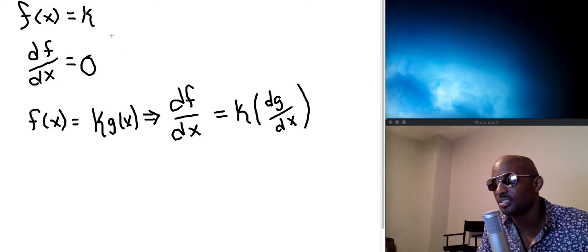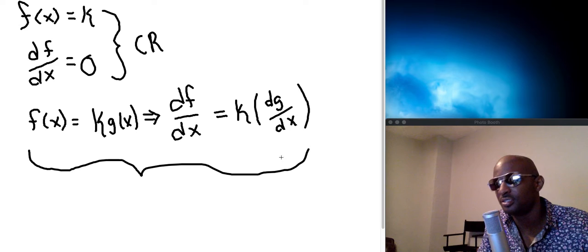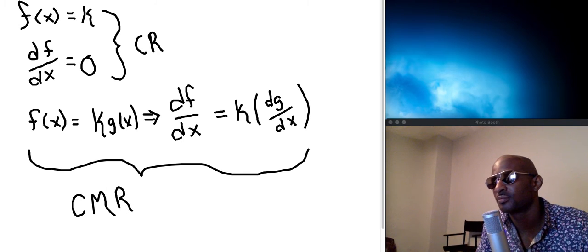And so this is the constant rule. We'll just put CR. This is the constant multiple rule. Okay. Pretty straightforward so far. So we covered those.